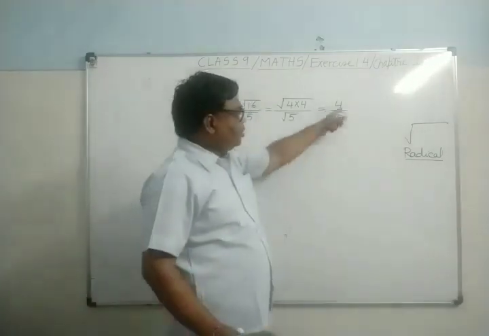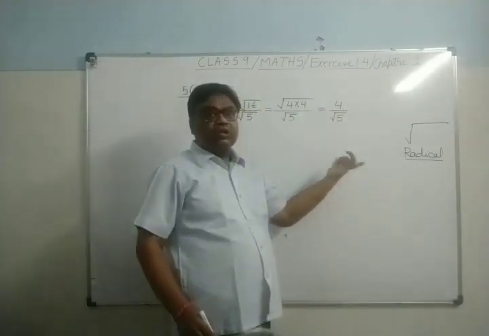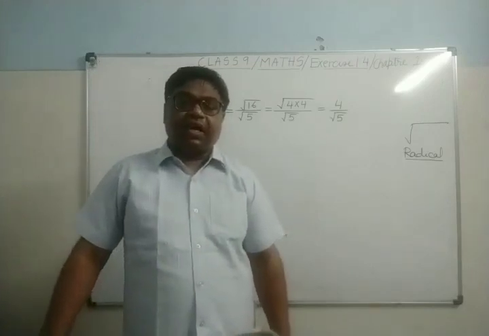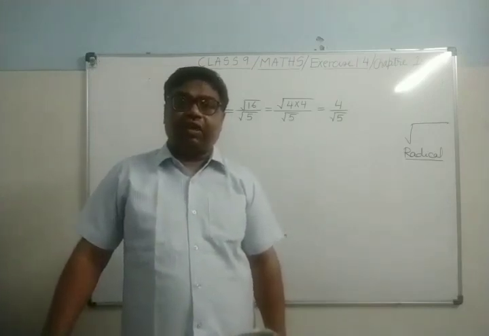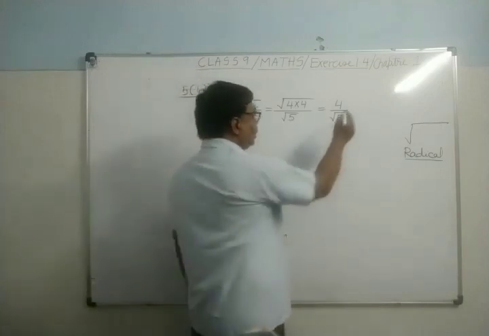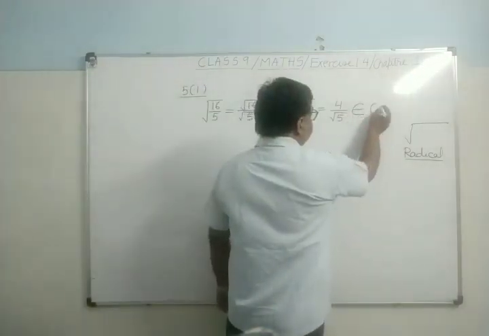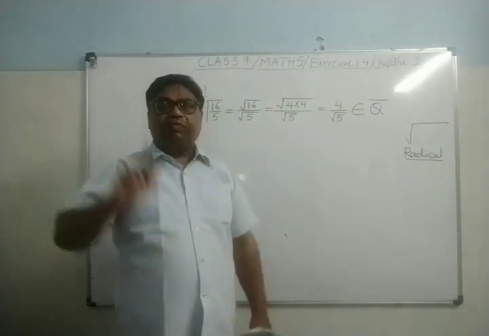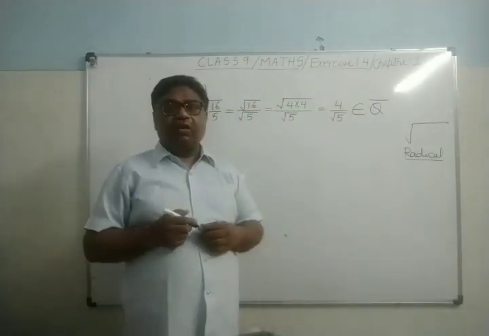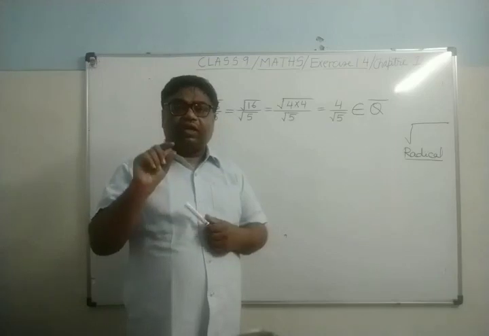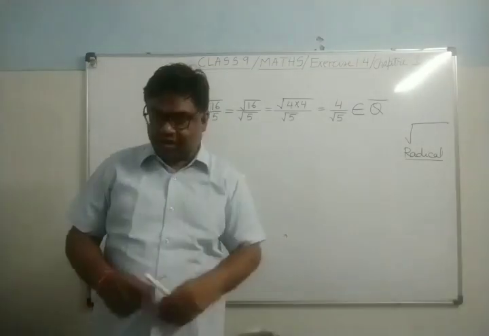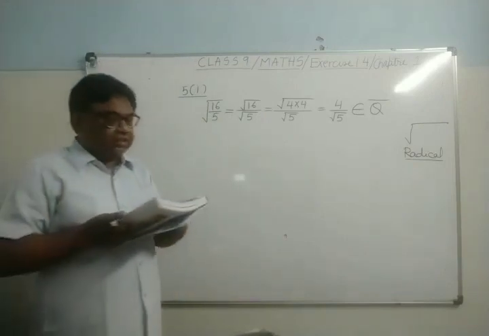Is it possible to simplify root 5? No, it is not possible because it is the square root of a prime number. It cannot be simplified anyway. Therefore, it is an irrational number. And we represent an irrational number by this symbol: over the letter Q, we draw a line. That will be the irrational number. Is it clear? So this is an irrational number.